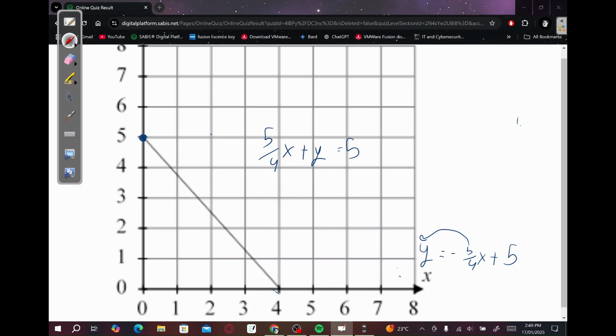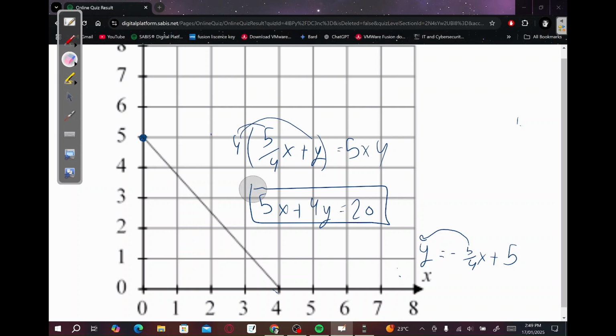They don't want it in a fraction. They want it as all whole numbers. So we multiply by 4 on all sides. So we distribute, right? 5 over 4 times 4 is just going to be 5x plus 4y is equal to 5 times 4, which is 20. This is our final answer.